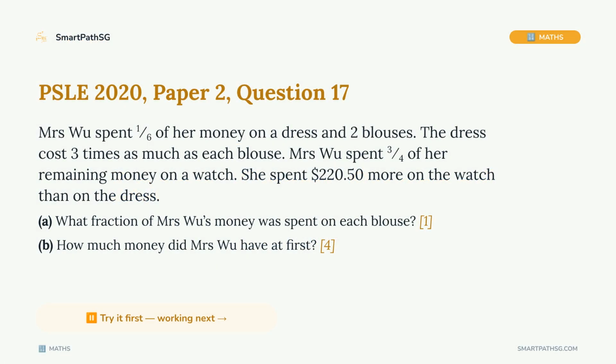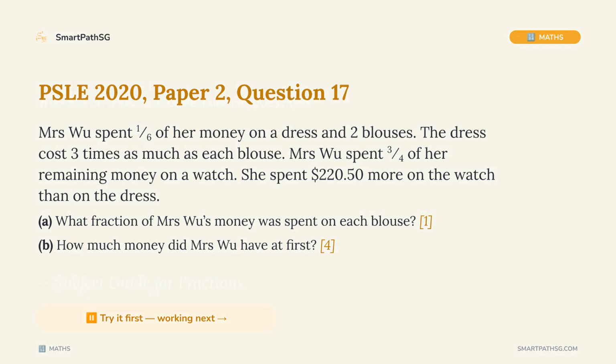Here is the question. Mrs. Wu spent 1/6 of her money on a dress and 2 blouses. The dress cost 3 times as much as each blouse. Mrs. Wu spent 3/4 of her remaining money on a watch. She spent $220.50 more on the watch than on the dress. Part A, 1 mark. What fraction of Mrs. Wu's money was spent on each blouse? Part B, 4 marks.